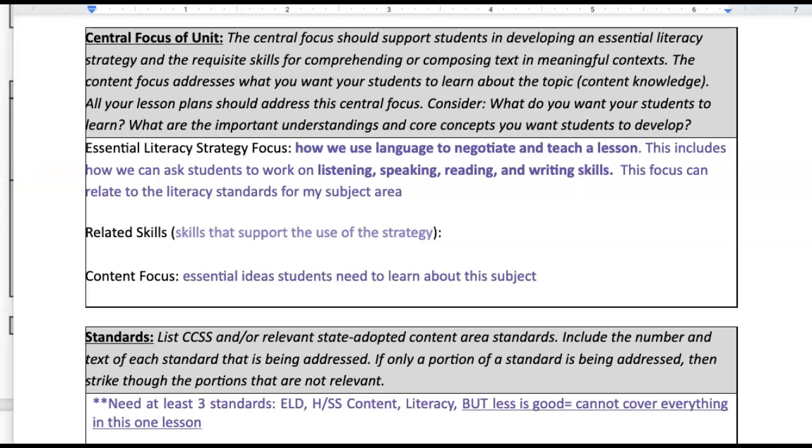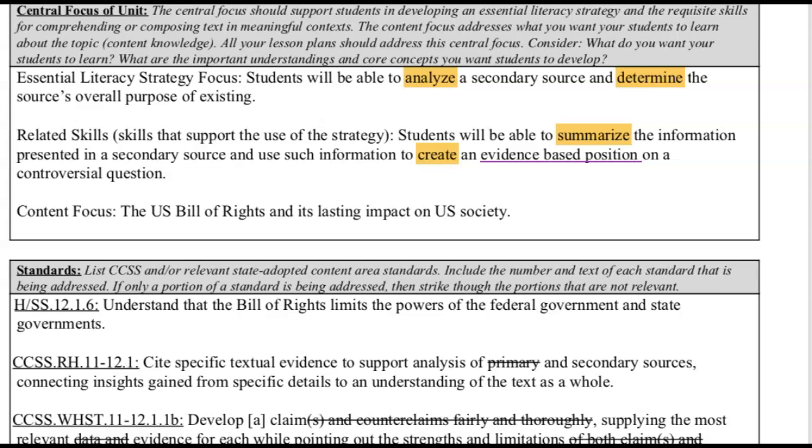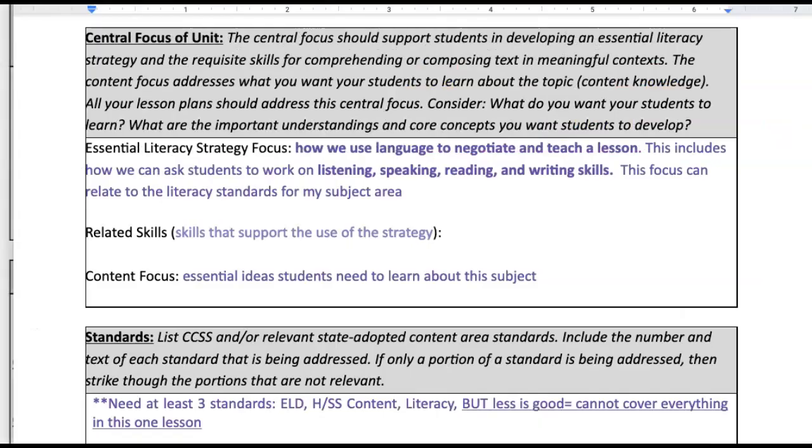And this includes the ideas of how we ask students to listen, speak, read, and write, and work on all of those really important skills. In one example, this teacher used the words to analyze a secondary source and determine the source's purpose. And also related skills include summarize and create an evidence-based position.